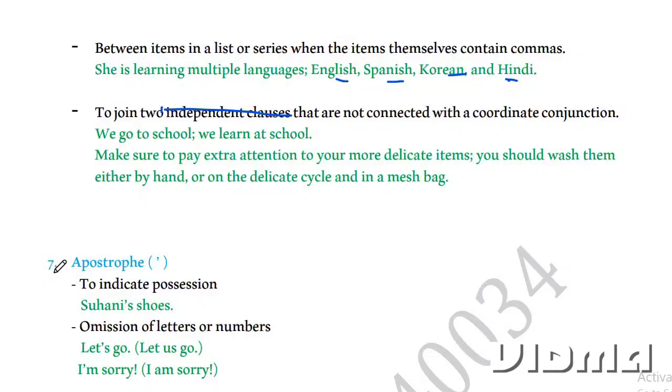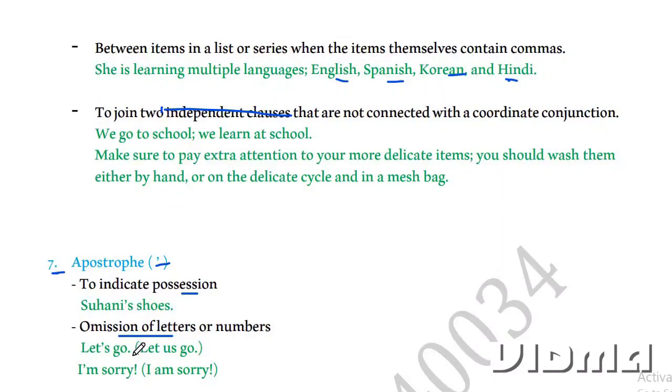Punctuation mark number 7, apostrophe. This sign is called apostrophe. We use apostrophe to show possession. For example, Suhani's shoes, my brother's book, my mother's mobile phone, like this. Next, we use apostrophe for omissions of letters or numbers.